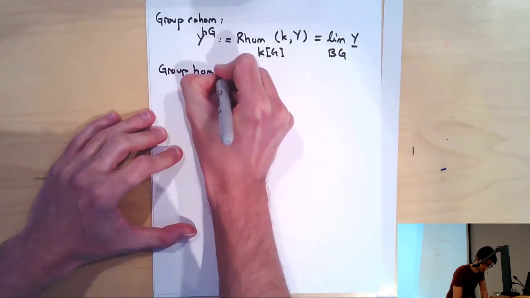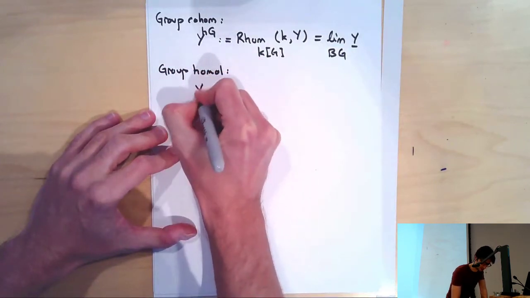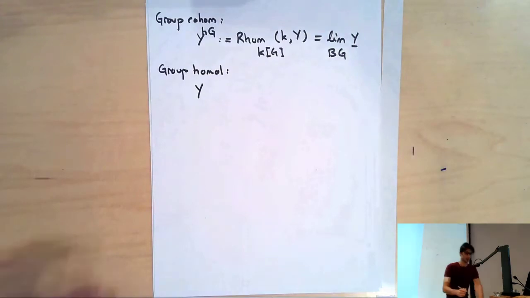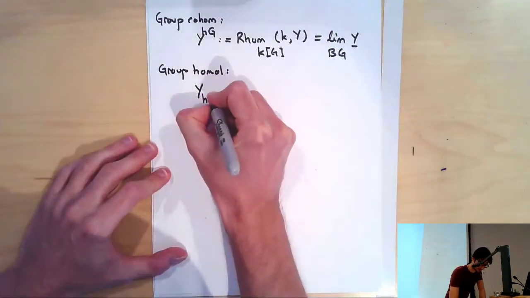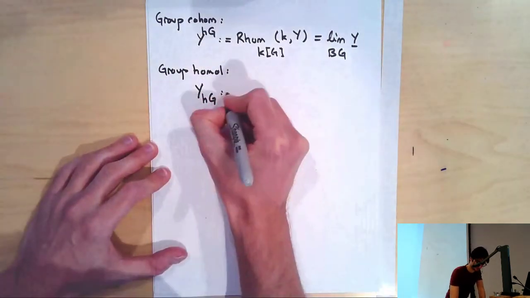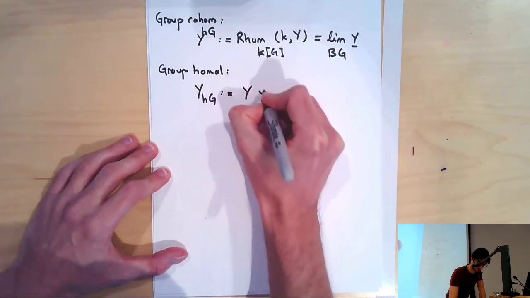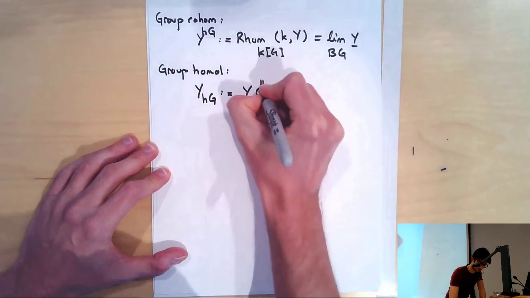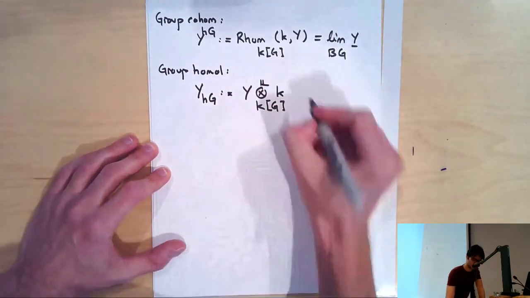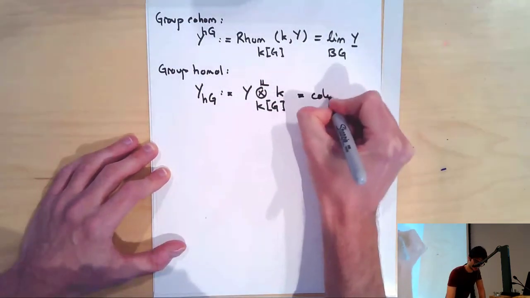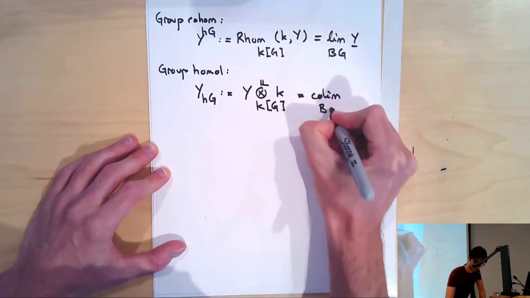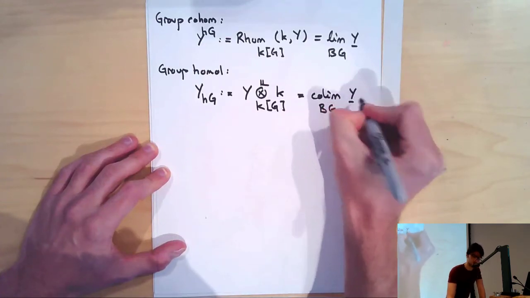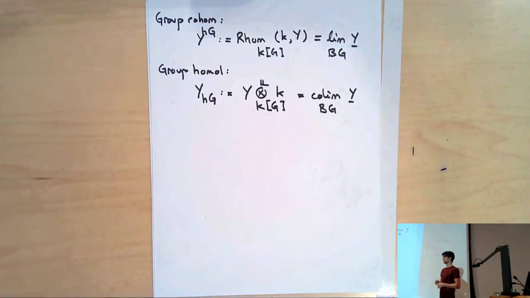Then I can also look at the group homology. That is to say, I pass to the coinvariance for the action in a derived or homotopical way, which I can represent as Y tensor through Kg down to K, or I can take the colimit over this diagram given to me by Y underline.